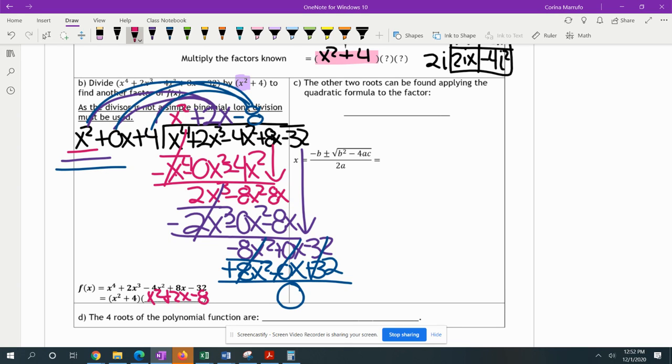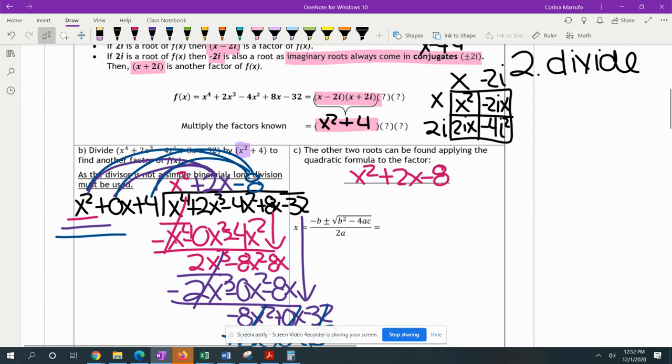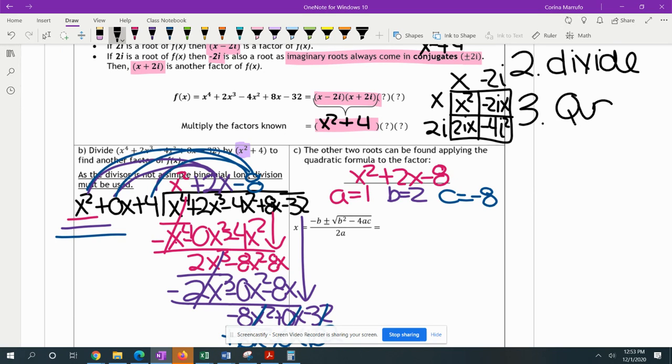Okay, so from there, we're going to go ahead and use the quadratic formula. Plus 2x minus 8. And we identify our a, b, and c. So a is 1, b is 2, and c is negative 8. So this is the third step, quadratic formula.